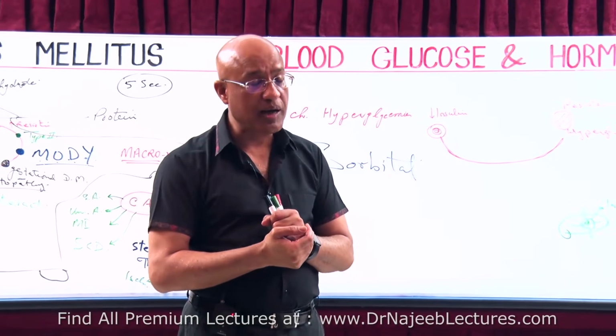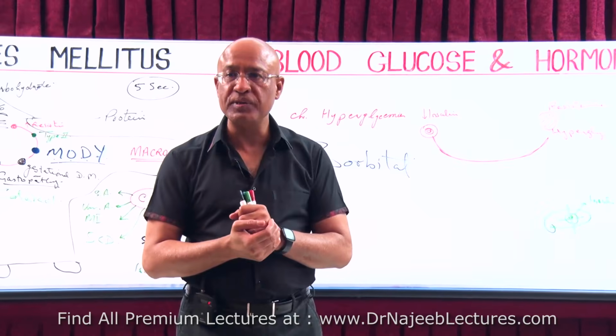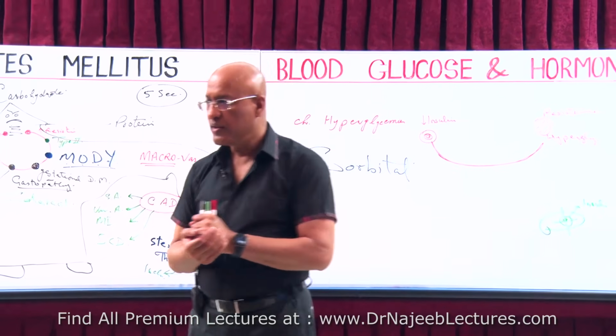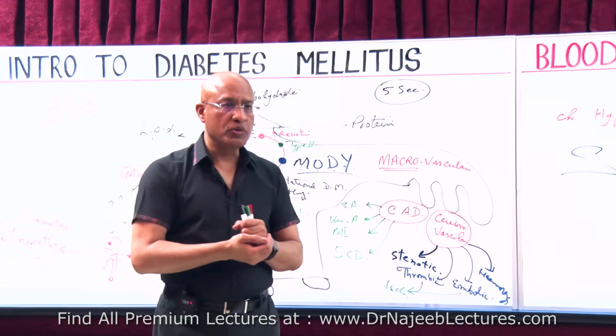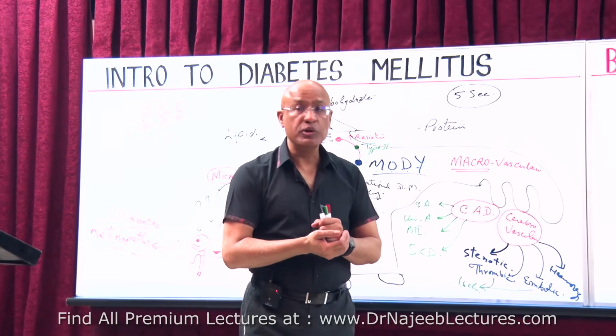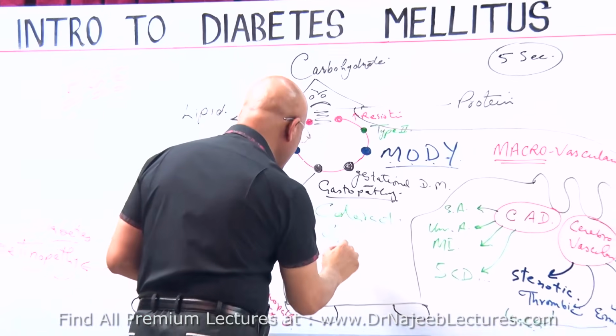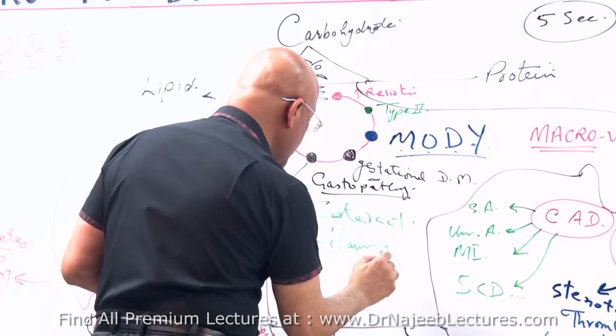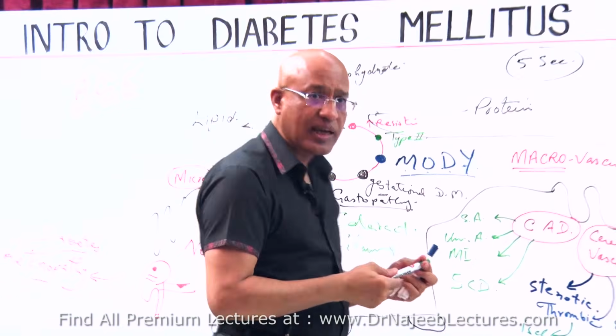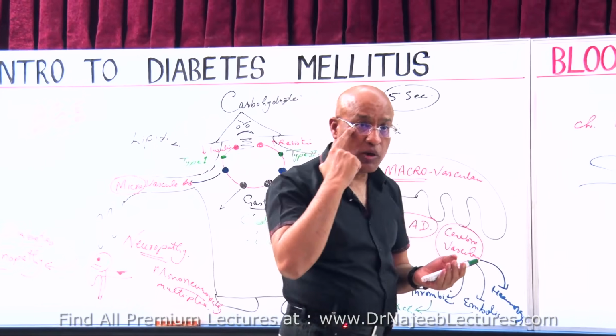If you develop diabetes at an early age, then this will be pre-senile cataract, right? Then it can produce not only cataract, it can produce glaucoma. Yes. What is glaucoma? Glaucoma is a pathological increase in intraocular pressure.